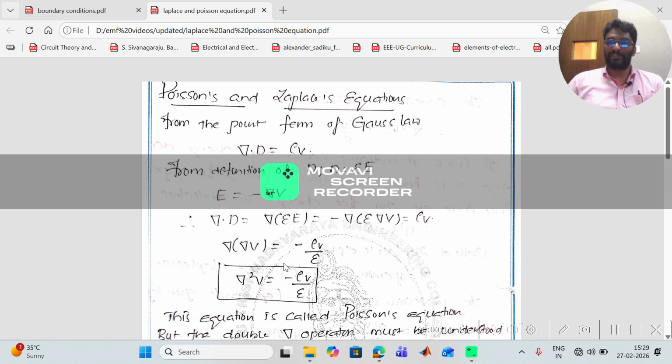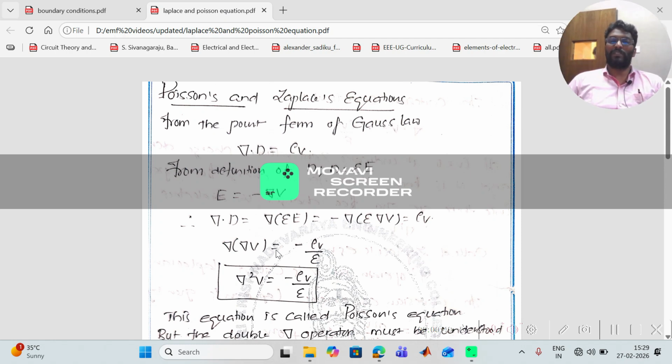Today, we are going to see Poisson's and Laplace equations. If charge exists, we use Poisson's equation. If no charge exists, it reduces to Laplace equation. Imagine a region in space. If charge is present inside it, its potential behaves in one way. If no charge is present, it behaves differently. These two cases give us Poisson and Laplace equations.